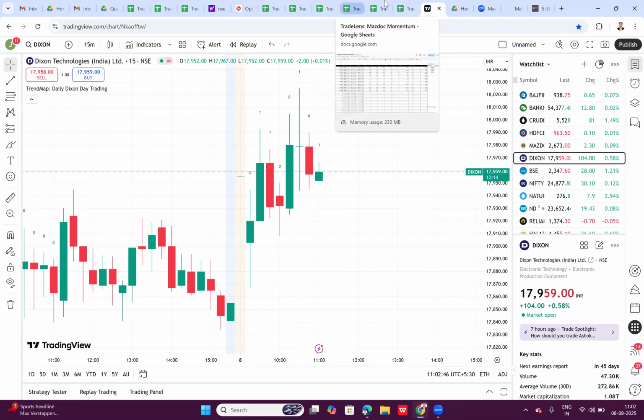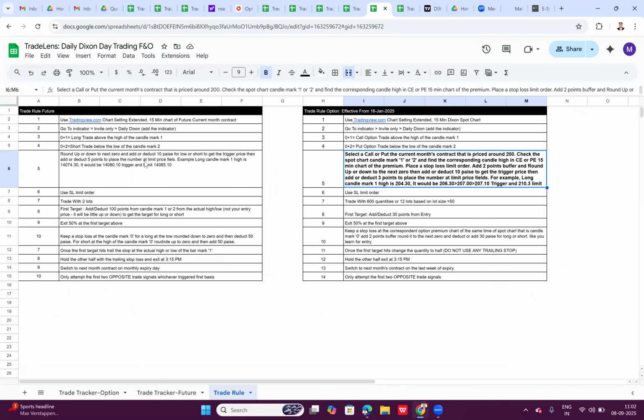The future rule is also available in this same sheet. Means as per 0 plus 1, we will take the order on the buy side. Above the high of the 1 candle, we will place a buy order. Below the low of the 0 candle, we will place the stop loss order. Whenever we get 0 plus 2, we will place a sell order below the low of the 2 candle, and we will place the stop loss order above the high of the 0 candle. And we will take a buffer of 10 paisa, then round up to the next multiple of 10. I hope you all have clarity about this point.